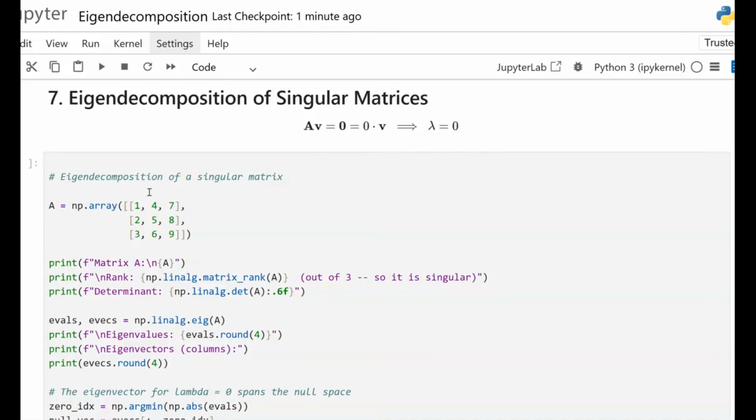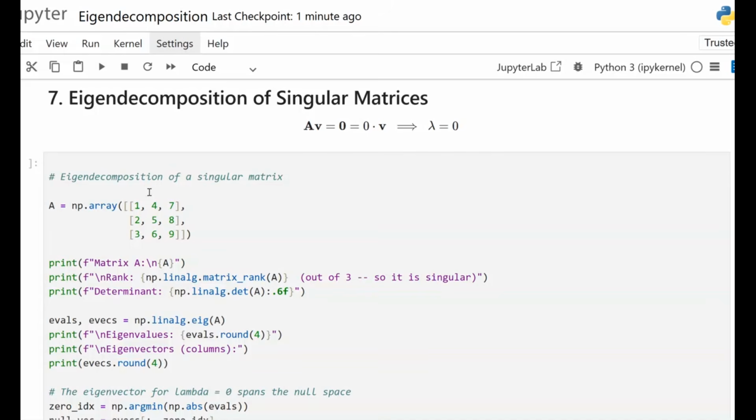Okay, now let me discuss singular matrices. Dear friends, a common misconception is always there. Learners sometimes think that singular, that is non-invertible, matrices cannot be eigendecomposed. This is completely wrong. Eigendecomposition works perfectly well on a singular matrix. And here the special property is that at least one eigenvalue is guaranteed to be zero.